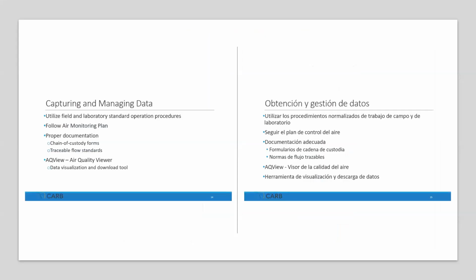In terms of capturing and managing data, we want to make sure there are field and laboratory standard operating procedures, so we can follow a procedure and everything can be repeated if necessary. Since we have multiple staff running sites, we want everything consistent. We want to follow an air monitoring plan, and have proper documentation of all the samples. That includes the chain of custody forms and using traceable flow standards. And the data, we're planning to have available on AQView once that is completed.